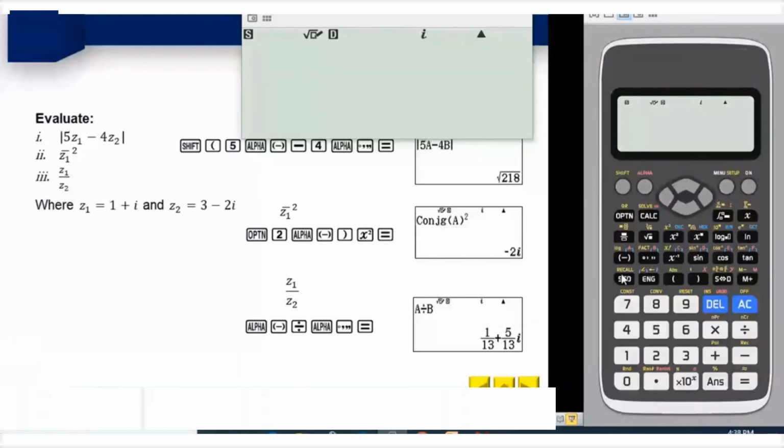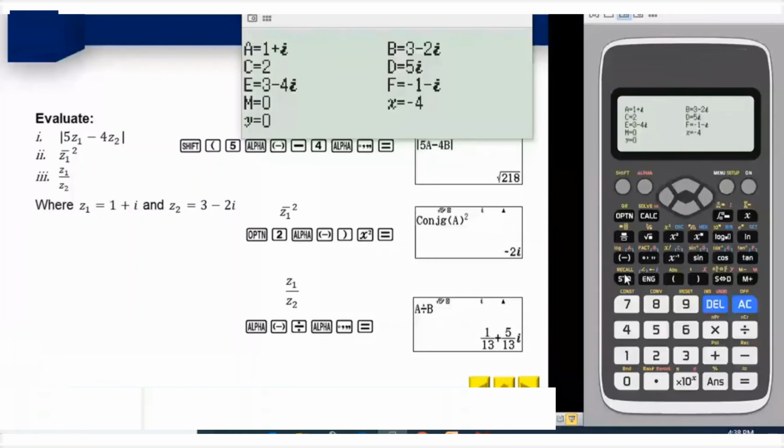So I have stored A as 1 plus iota. I have stored B as 3 minus 2 iota. I have stored C as 2. I have stored D as 5 iota. E as 3 minus 5 iota. F as minus 1 minus iota. M I have not stored anything, so it is 0. X I have stored as minus 4. Y I have stored nothing, so it is 0. So I hope you now realize how to store and how to check what is stored.